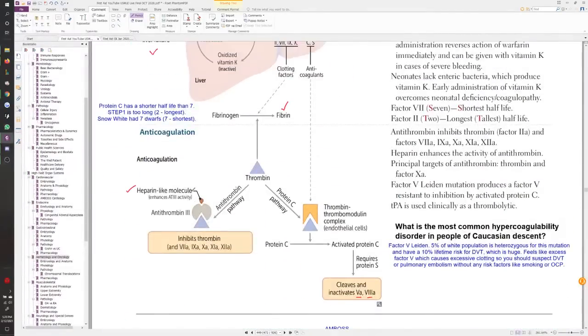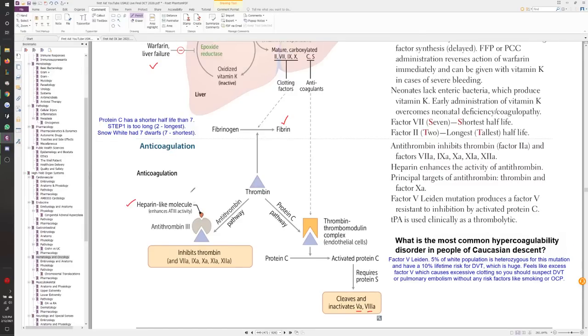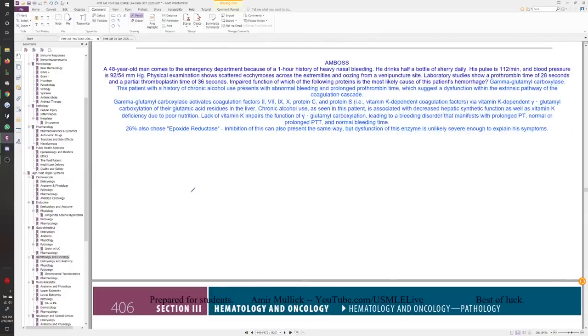Now, there's a problem with all of this because this is what you get questions on. Patients that take warfarin, right, will often first kill something else and then lead to hypercoagulation. So let me see where I talk about it.